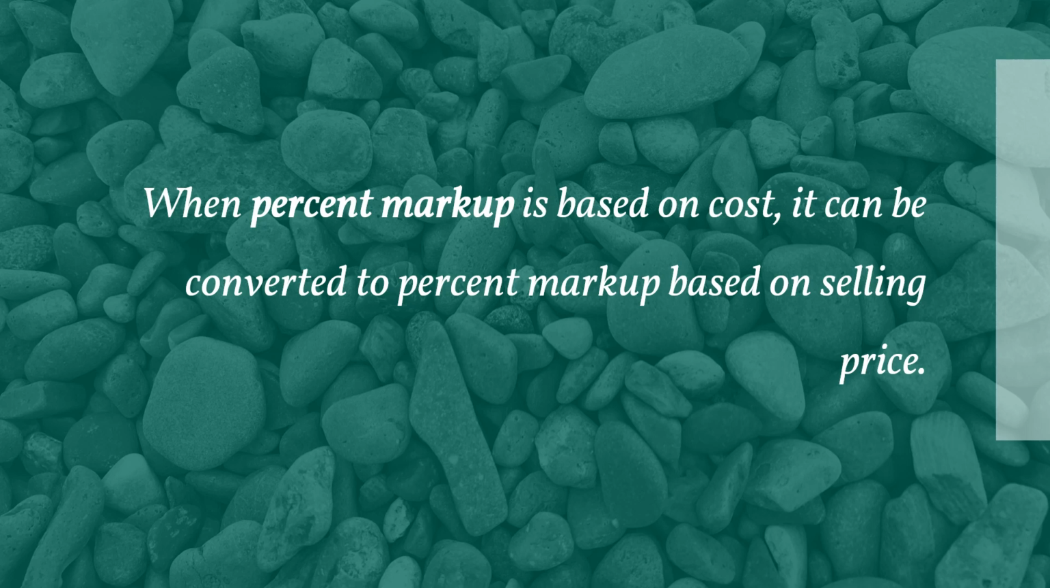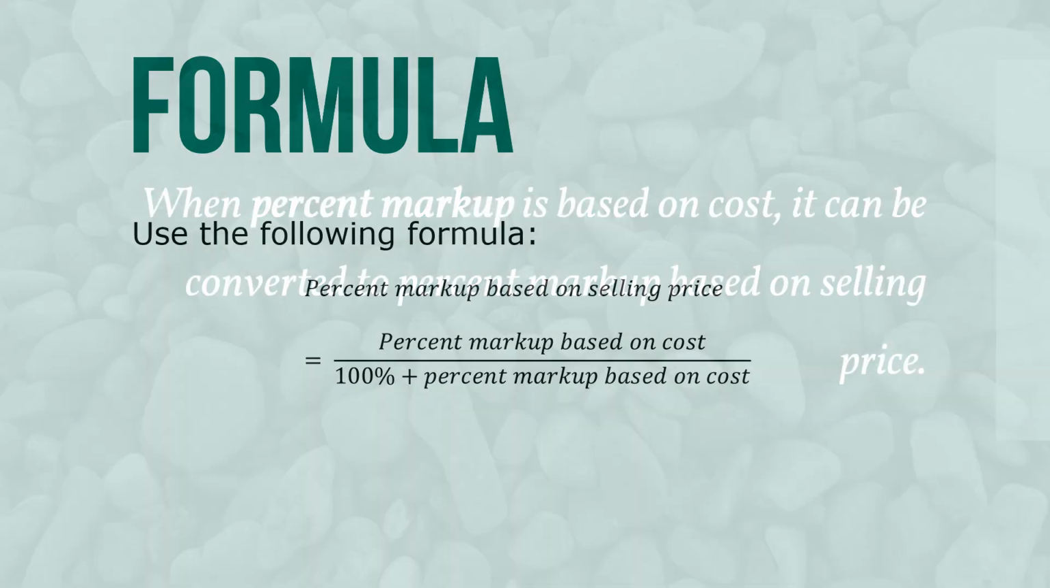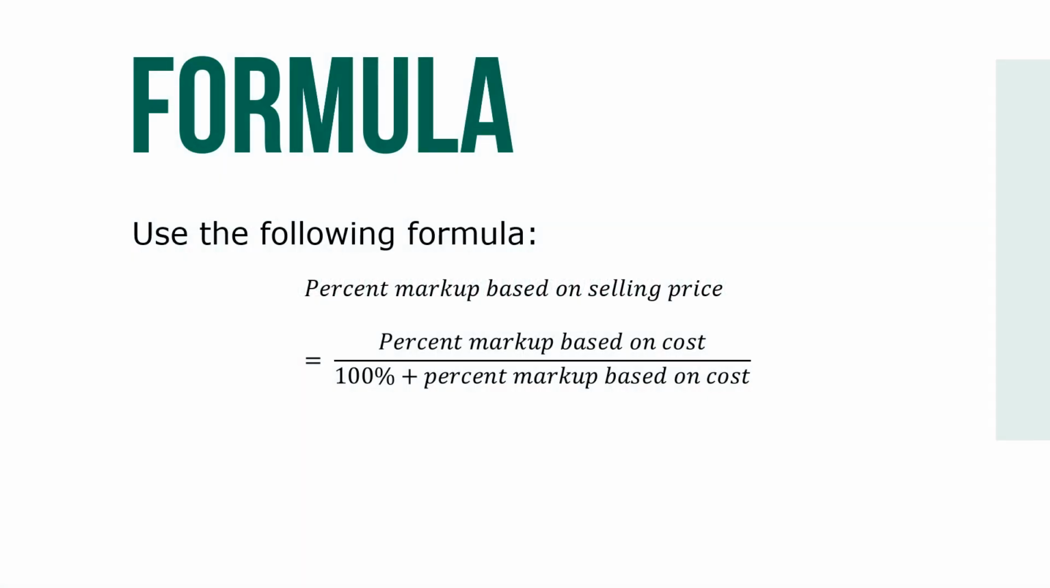When percent markup is based on cost, it can be converted to percent markup based on selling price by using the following formula. Use this formula. Percent markup based on selling price is equal to percent markup based on cost over 100% plus percent markup based on cost.